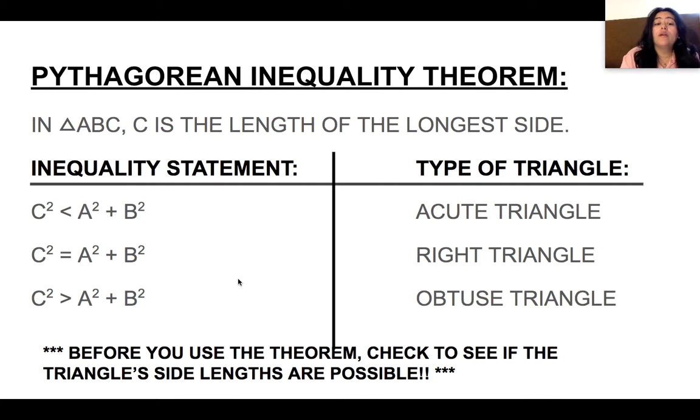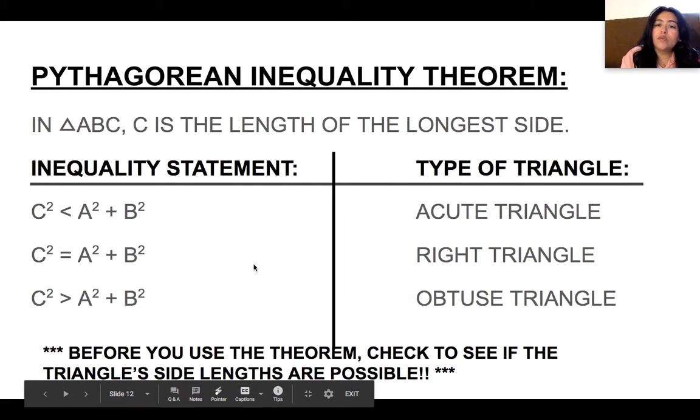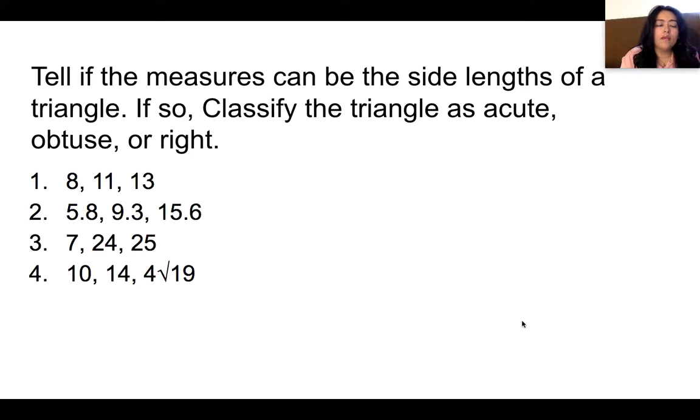But remember what we talked about 2 chapters ago: you always want to check first, is the triangle even possible to produce? In that case, your A and B values together have to be greater than your C value. Because if it's not even possible, then this question doesn't matter. So look at these measurements I'm giving and tell me, can the side lengths actually produce a triangle first? And if they can, tell me, is it acute, obtuse, or right?